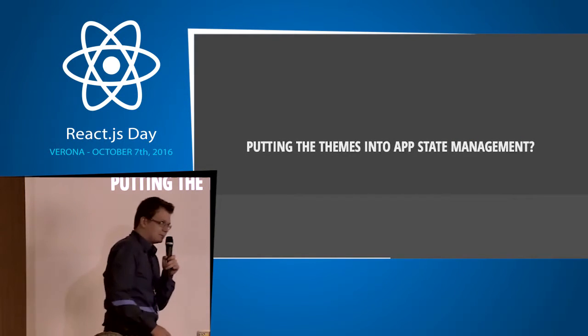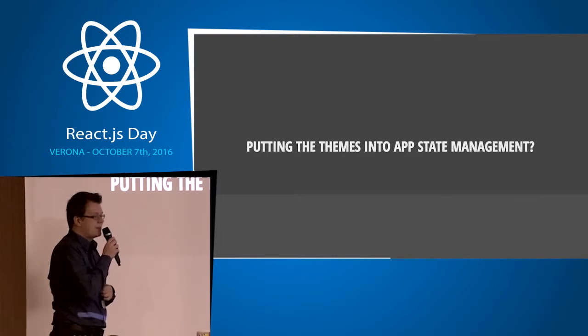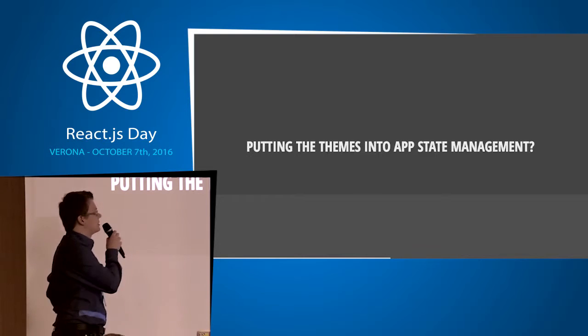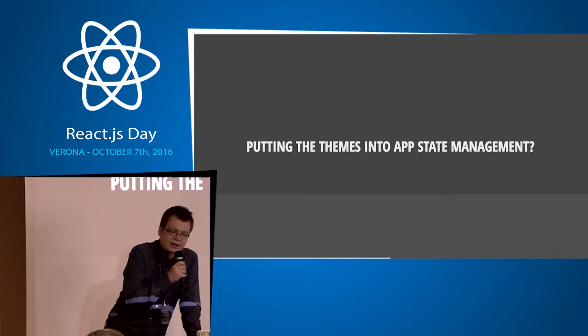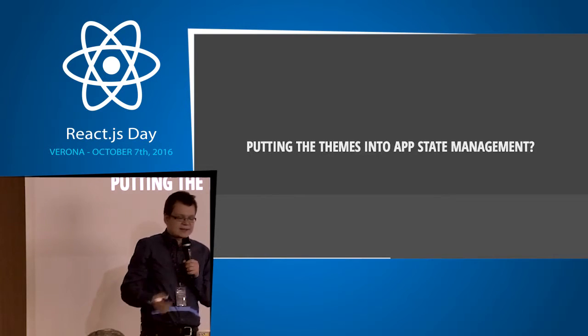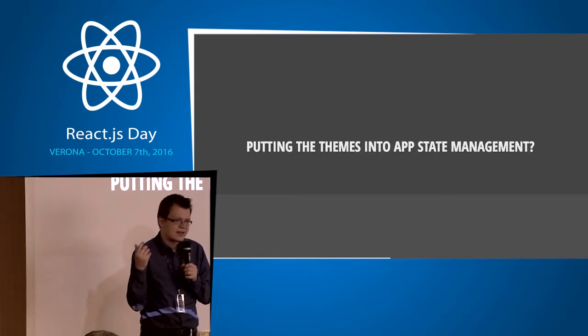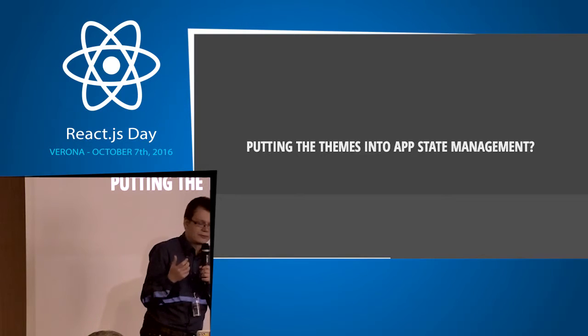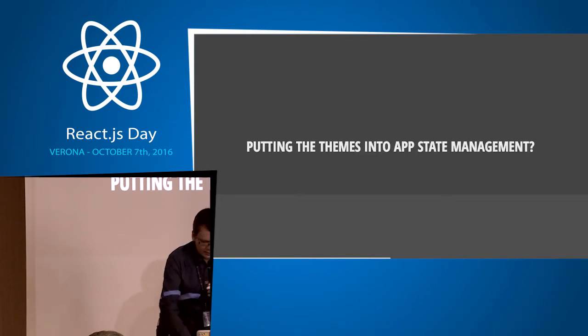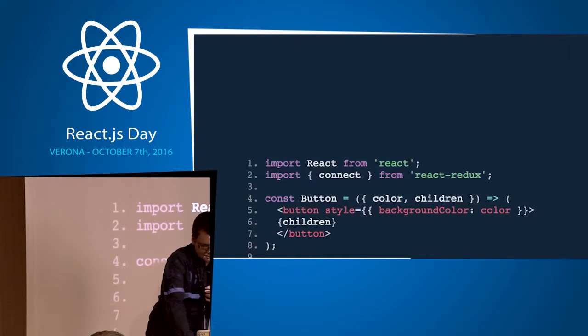All right, so going from there, maybe putting the themes in the state management, so let's say we're using Flux, Redux, or MobX, or whatever app state management we want to use in our React application. We can then have a reducer or something, and then in our app state, we have a specific attribute for our theme. So let's see how that works. I made up a little example in Redux.